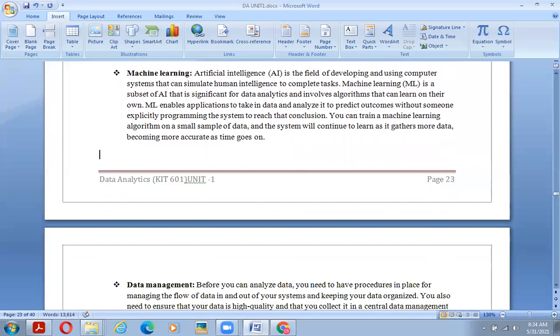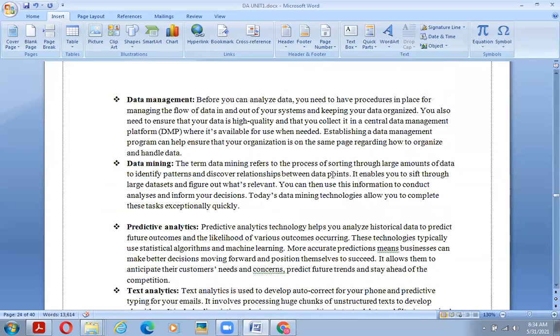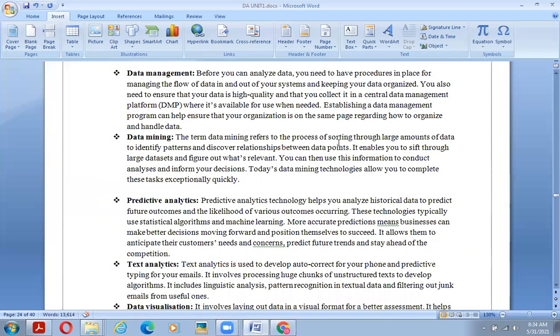data management. In the data management phase, we analyze any data. We need to have procedures in place for managing the flow of data in and out of our system and keeping our data organized. So we try to get high quality data, collect it, and make a central database or data management platform where it is available for use when you need it.